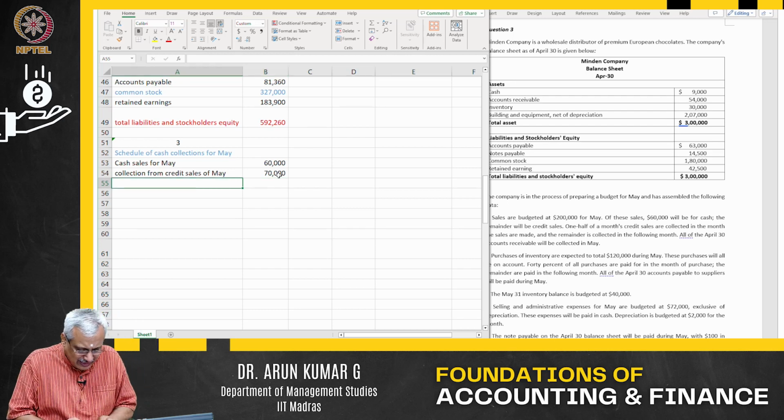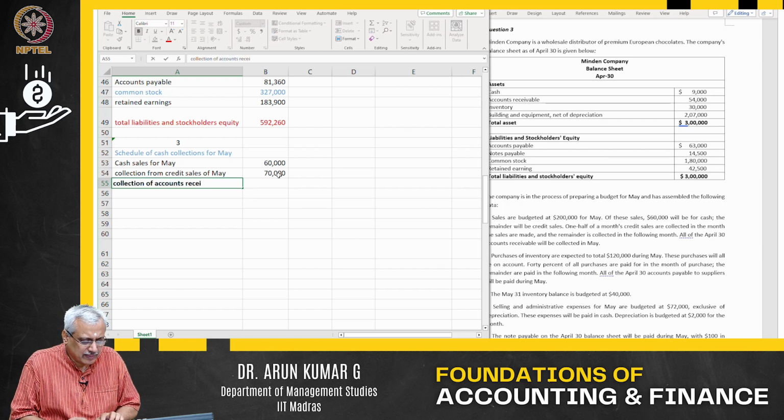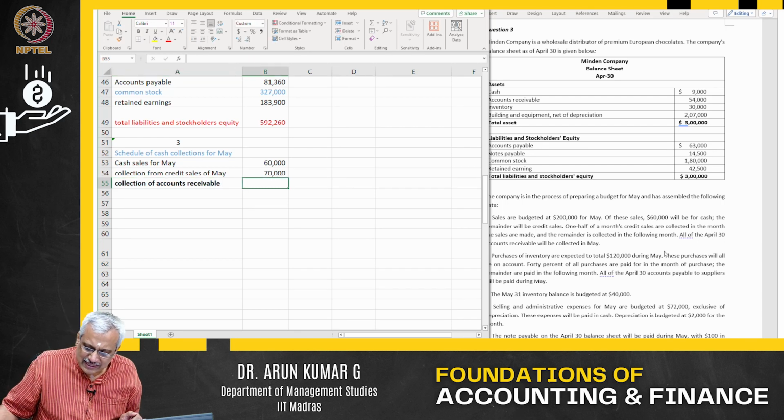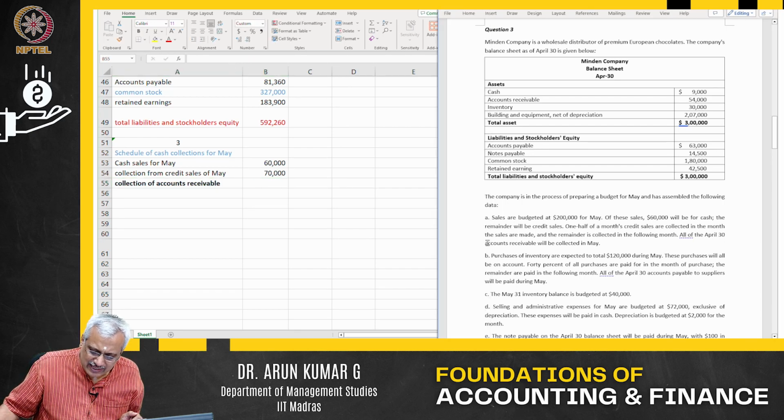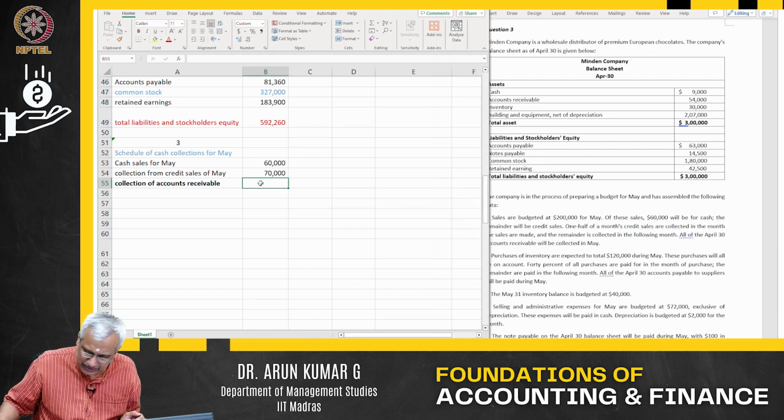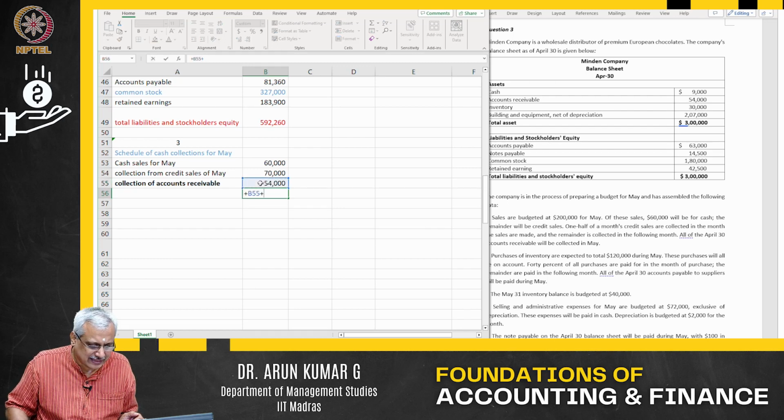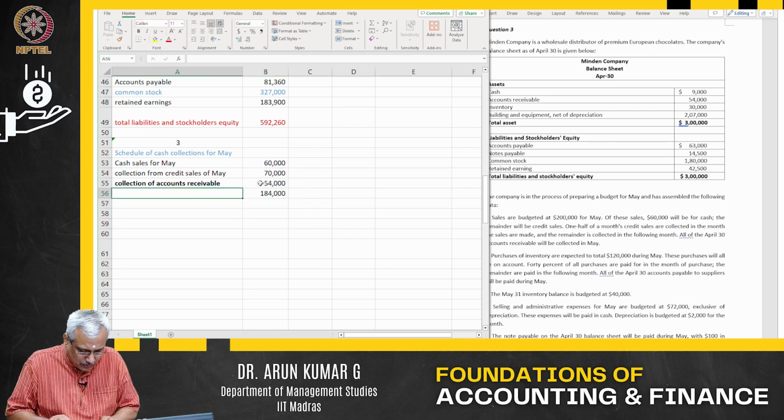Next I have collection of accounts receivable. Because basically they say that all of April 30th accounts receivable will be collected in May. What is the accounts receivable in the month of May? 54,000 is the accounts receivable in the month of May. So, what is the total cash collection in the month of May? The total cash collection in the month of May is 1,84,000.